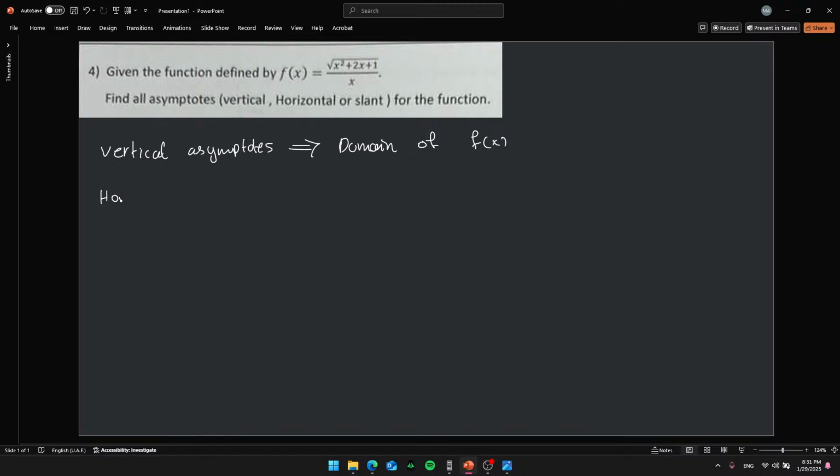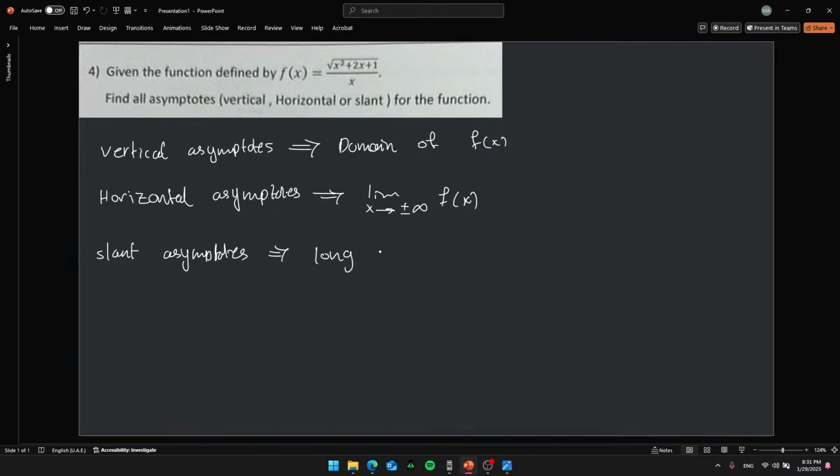For horizontal asymptotes, we have to take the limit as x approaches positive and negative infinity of f of x. And for slant asymptotes, we have to do long division.